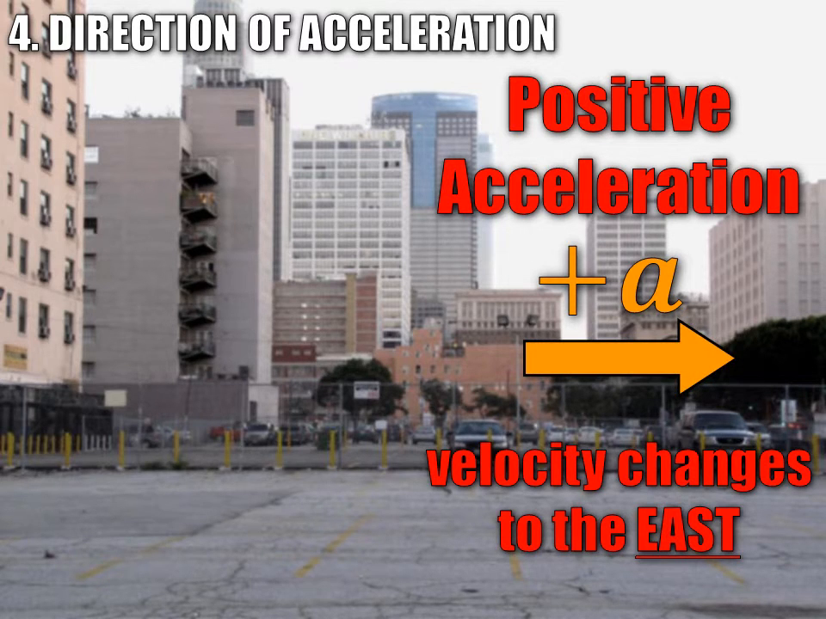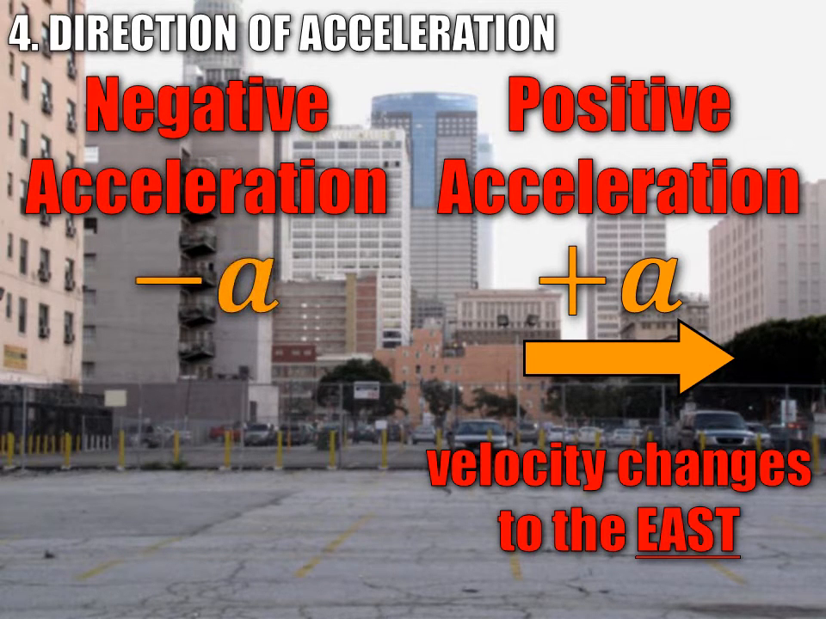Which means if the car was moving left to the west, then the velocity would change east, which means it would slow down. Or if the car was moving east and we change the velocity that same direction, then the car would get faster. So positive acceleration doesn't mean the car is speeding up or slowing down. It just means that the velocity is changing in the positive direction, that there's some force that is accelerating the object in the positive direction.